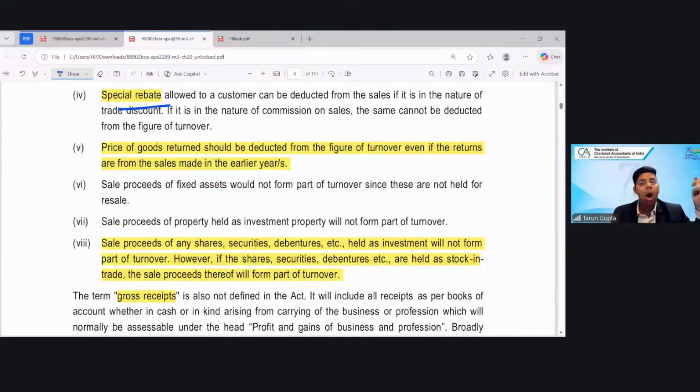Of course, sale proceeds of capital assets are not treated as turnover. So if you sell shares or debentures and the same proceeds are there in your P&L account, but if the shares or debentures were held as an investment, then the same proceeds shall not be counted as turnover. But if the shares or debentures were held as stock in trade, then of course the same proceeds shall be included as a part of turnover.